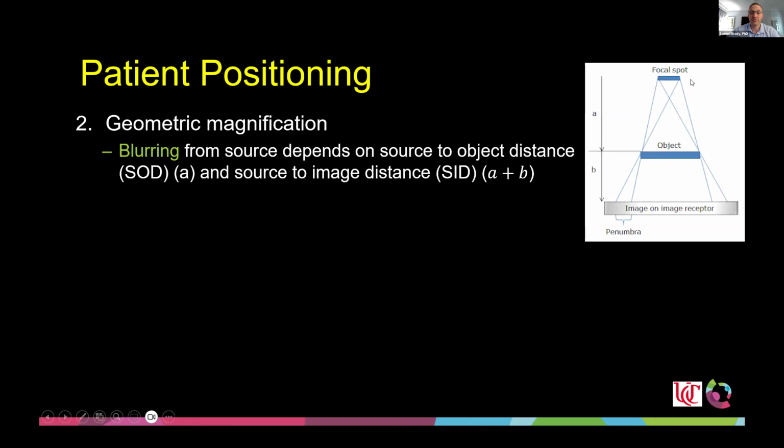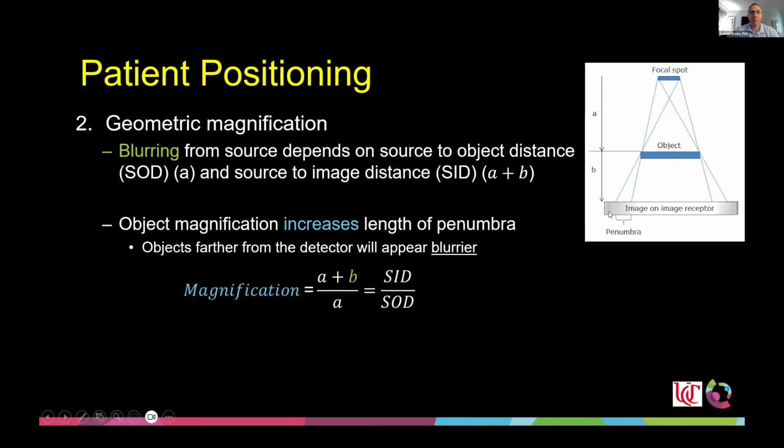The next effect that affects spatial resolution is the position of the patient with respect to the detector. So in this case, we will see blurring as the object that we're looking at gets farther away from the detector. The farther it is away from the detector, the more you get that penumbral shadow effect. And so this is an effect that deals with magnification.